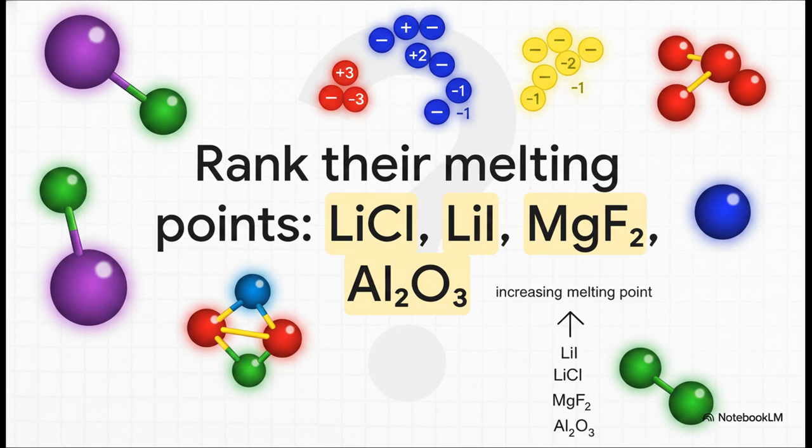Now, what about lithium chloride and lithium iodide? We look at size. The iodide ion is way bigger than the chloride ion, so the distance between the ions is greater, making the bond weaker. So the final order from highest melting point to lowest is Al2O3, then MgF2, then LiCl, and finally LiI.